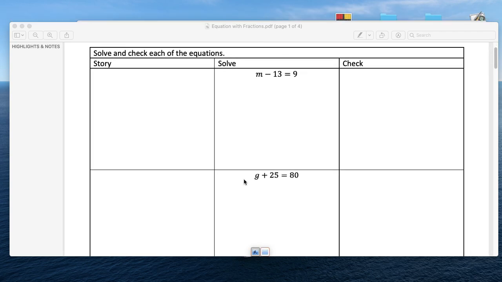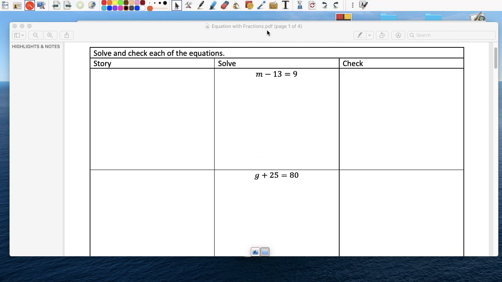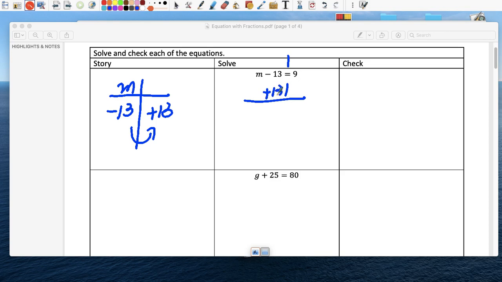All right, so you definitely need a calculator. You're going to need a calculator eventually. So here's my little story. My variable, m, is being subtracted by 13, and the inverse operation is going to be plus 13. So I do plus 13 on this side and plus 13 on this side. Now this is my left side and my right side. The minus 13 and the plus 13 becomes 0, and I am left with m on the left side. And here, 9 plus 13 is 22.